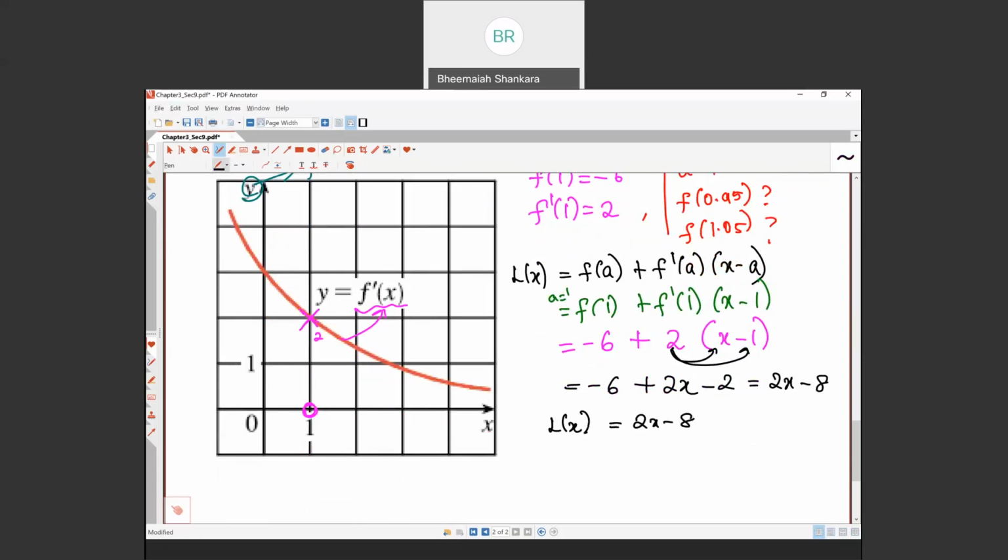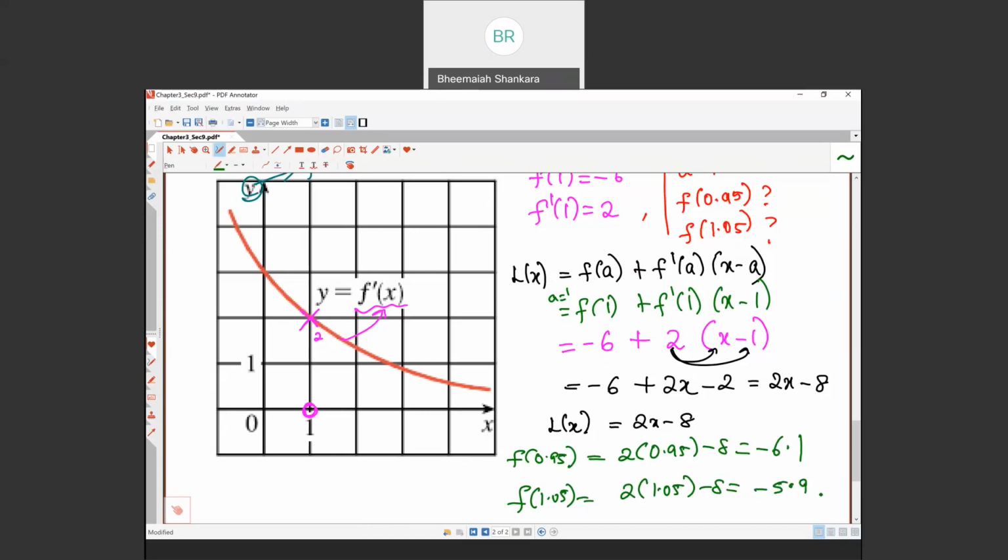You're asked to calculate the functional value at 0.95. So you're good to plug in 0.95 here. So you have 2 times 0.95, minus 8. Simplify, it is negative 6.1. Similarly, you're asked for the functional value at 1.05. So plug in 2 times 1.05 minus 8. Simplify, all you have is negative 5.9.